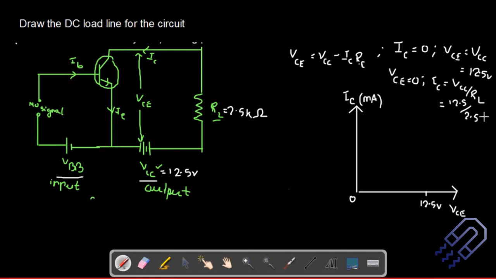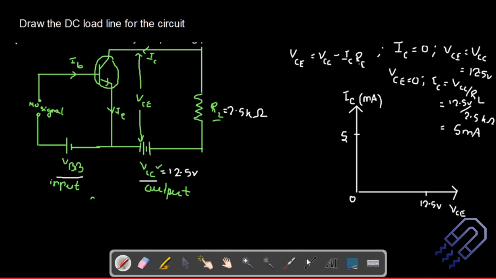Okay, so this is in kilo ohm, please remember this, and this is in 12.5 volt. If you just do the calculation, this is kilo, so it goes up 10 to the power minus 3, and 2.5 into 5 is 12.5, so it is 5 milliamps. So that's current, right? So it will be somewhere here. Let's say this is 5 milliamps.